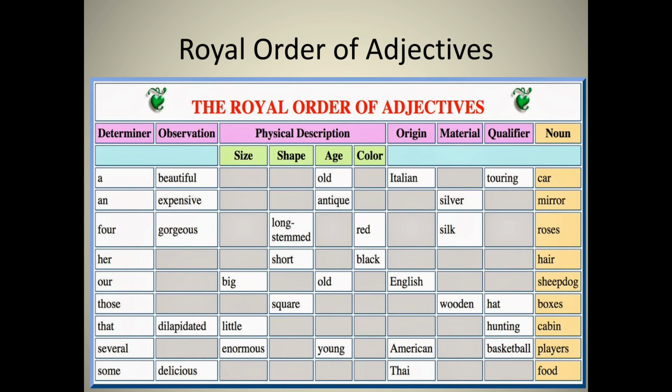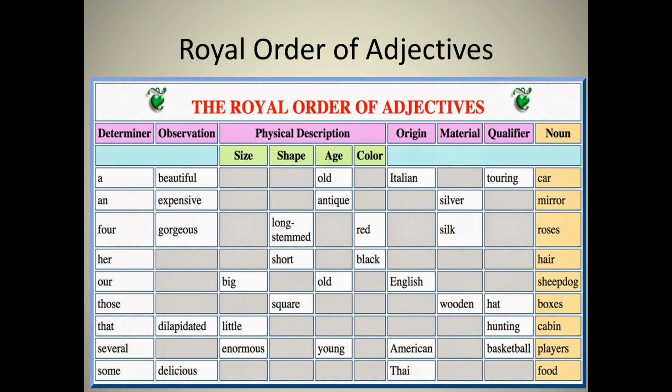Then it's your opinion or your observation. After that, you talk about the physical qualities. The size comes first, then the shape, the age, and then the color. Once you have mentioned that, then you use origin, material, and in the end, the qualifiers. Qualifiers are such nouns which qualify the main noun. For example, if you say school building, so school is the qualifier, although school is also a noun and building is also a noun, so both of them are nouns. So the first word qualifies the second one.